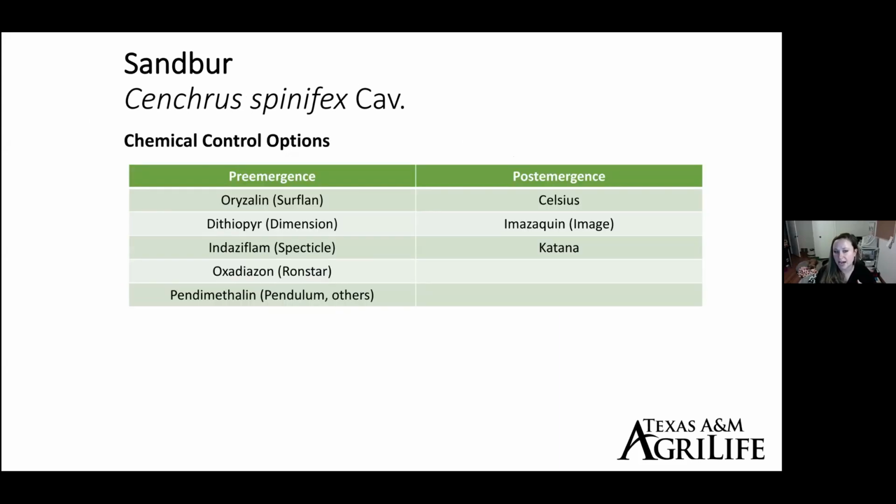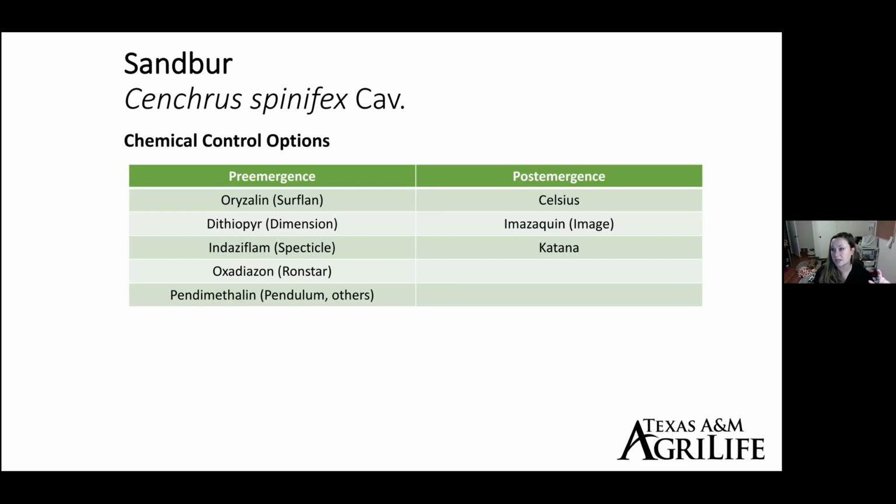And again, we have kind of a narrow window for post-emergence control and a very short list of selective options. So for pre-emergence control, labeled options, we've got Surfland, Dimension, Spectacle, Ronstar, Pendulum. Post-emergence control, really a short list of labeled options: Celsius, Imazaquin, which is Image, and Katana.